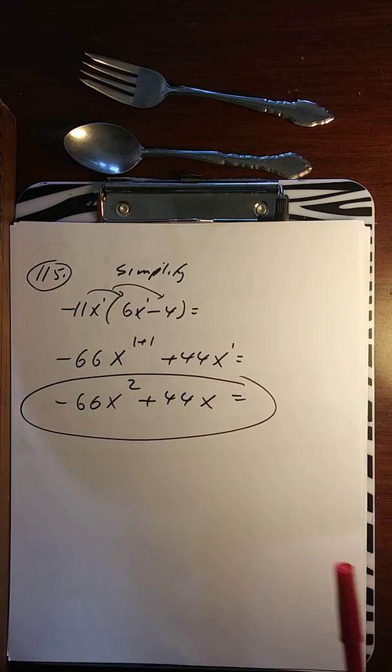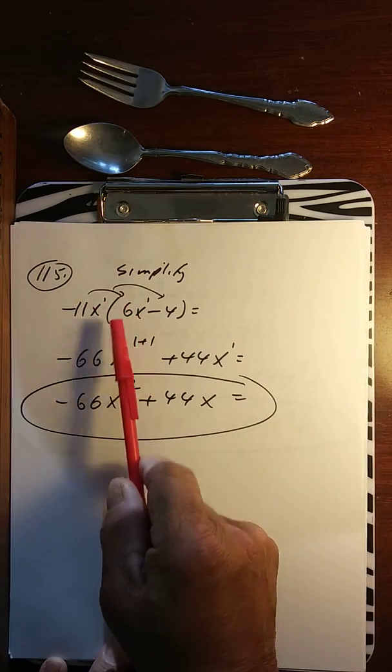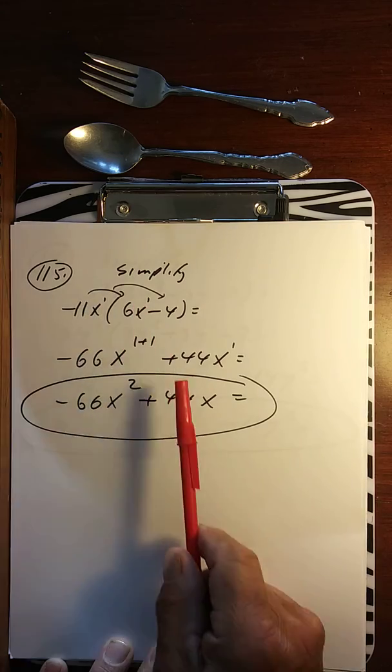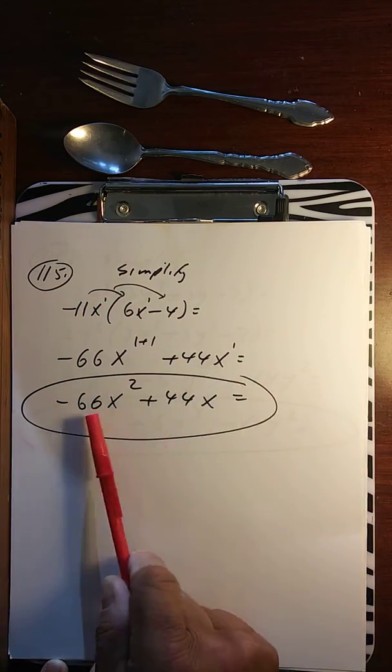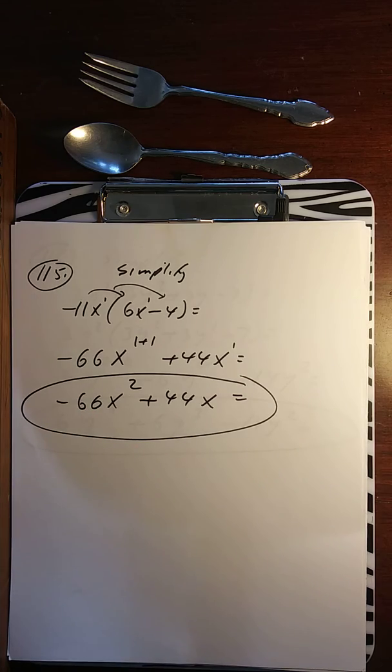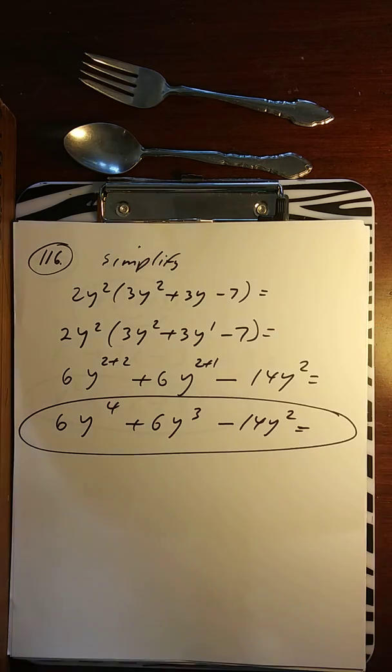All right, multiply this. That times that is going to be negative 66, 1 plus 1 power. And then that times that is going to be positive, negative times negative is positive 44. So negative 66 x squared plus 44x.